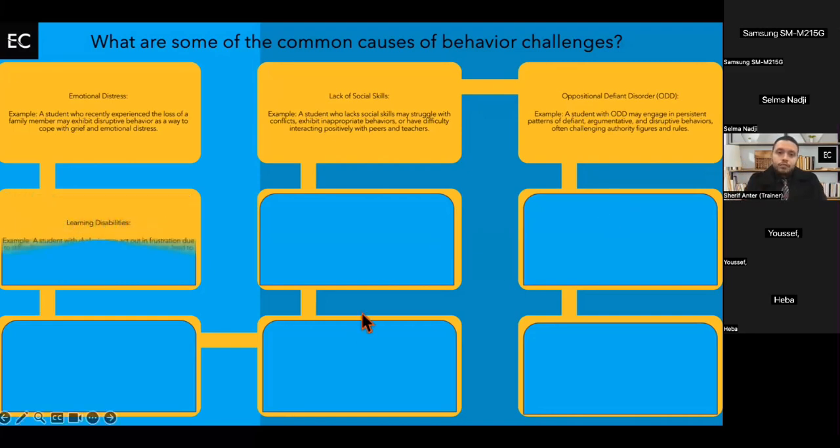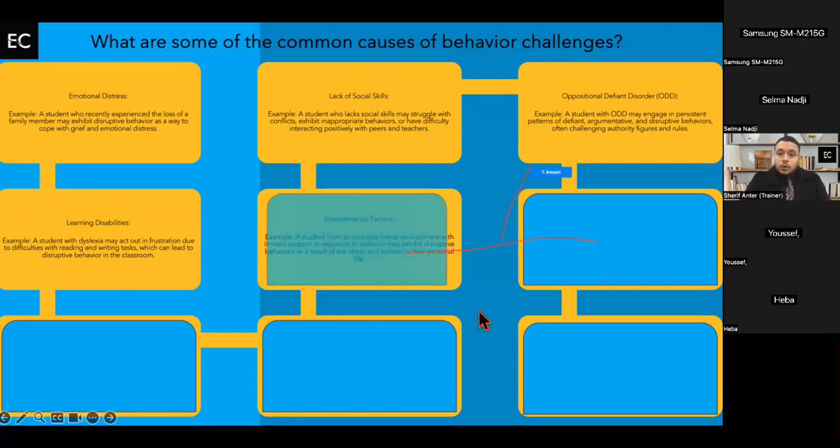Another common cause is, as you said in the chat box, learning disabilities, right? That can be dyslexia, for example. So basically, they cannot really read, and not because they don't want to, but because they can't. And that's also very common in our students.